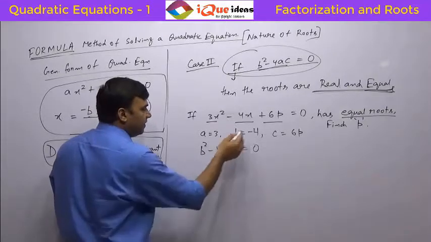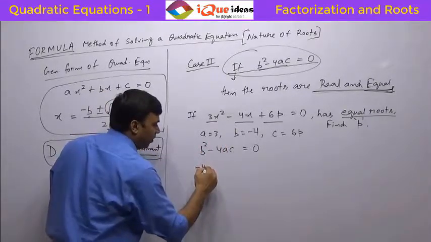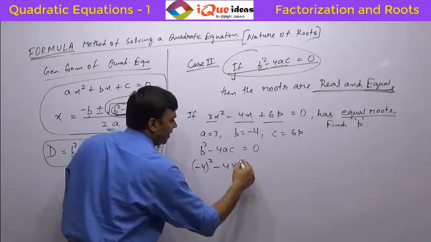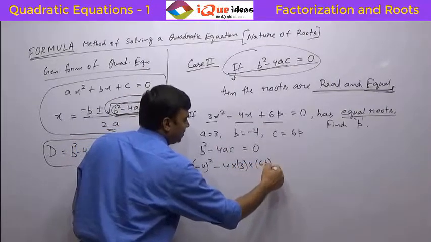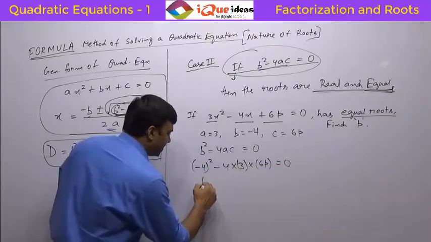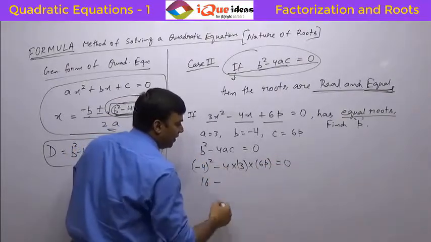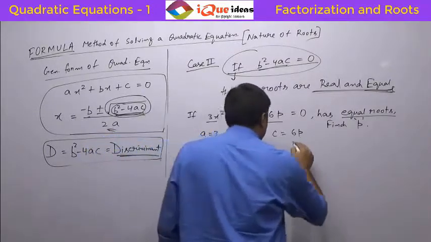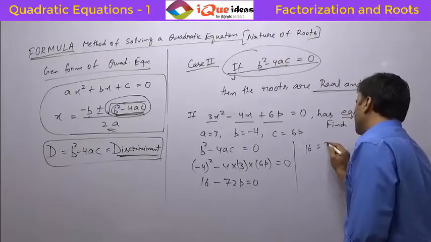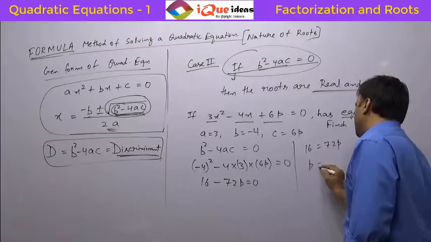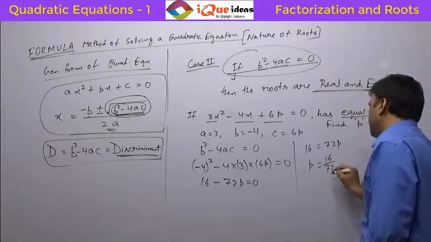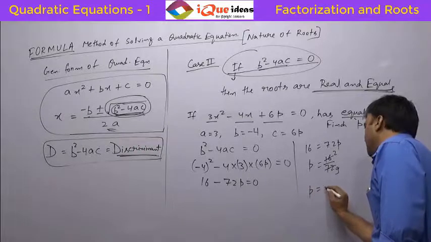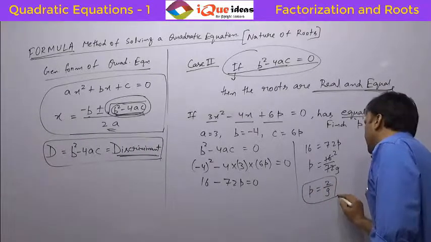So we straight away put the values here. In place of b we put minus 4 whole square minus 4 into, in place of a is 3, in place of c it is 6p. That should be equal to 0. So it is 16 minus 4 3s are 12, 12 into 6 is 72, p, that is equal to 0. So further if you solve, you will get 16 is equal to 72p. That means p is equal to 16 divided by 72. If you cancel by 8, 8 2s is 16, 8 9s is 72. So the value of p in this question is 2 by 9, and that is the answer of this question.